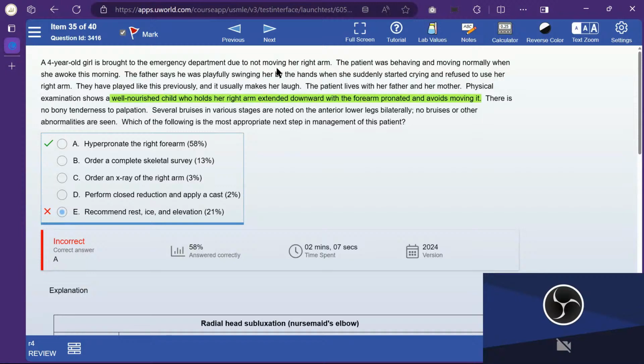The patient was behaving and moving normally when he awoke this morning. The father swung her by the hands and she suddenly started crying and refused to use her right arm. On physical examination, the right arm is extended and downward, with the forearm pronated, and she is averse to moving it.